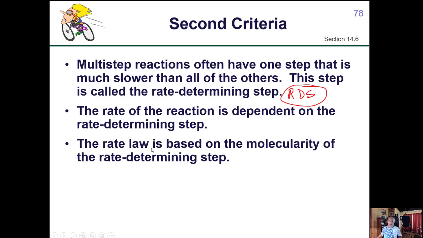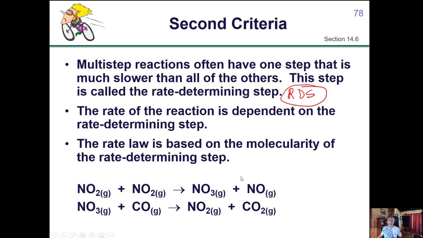So the rate law is based on the molecularity of the rate determining step. So the experimentally determined rate law has to agree with the molecularity of what you're proposing is the slow step, the RDS, the rate determining step. So here is our proposed mechanism.